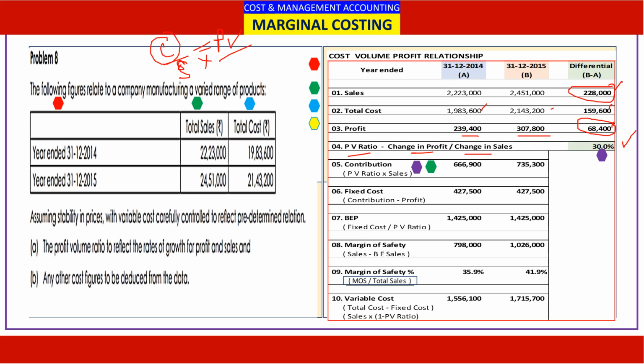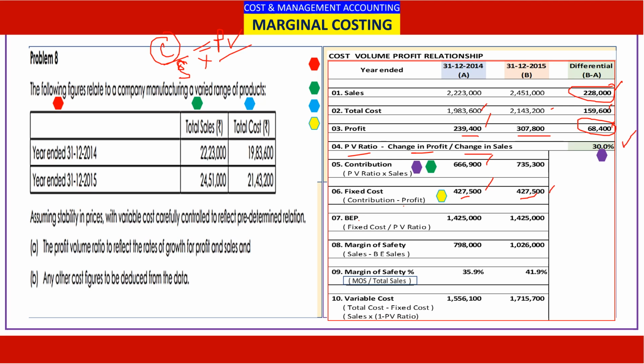Now, once we do that, we have the possibility of getting fixed cost. What is fixed cost? Fixed cost is nothing but contribution minus profit. 666 minus 239 is 427, and fixed cost has to be the same for both years. Here once again we can cross check that 735 minus 307 is 427.